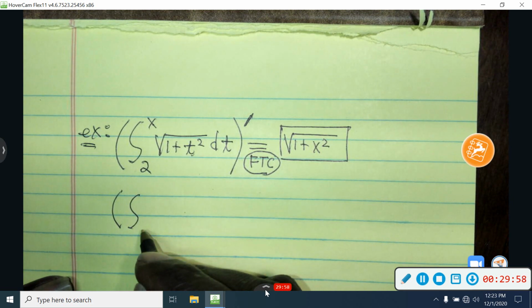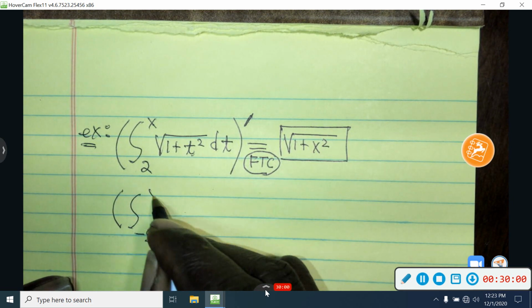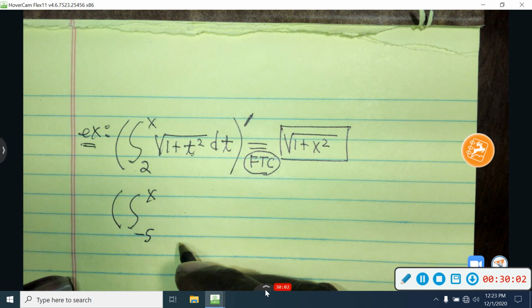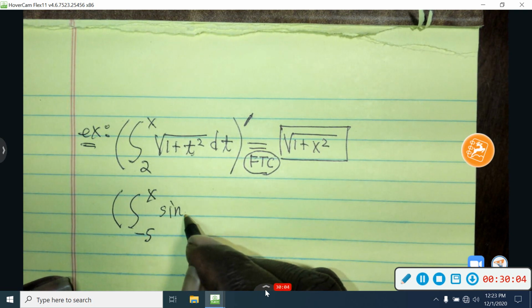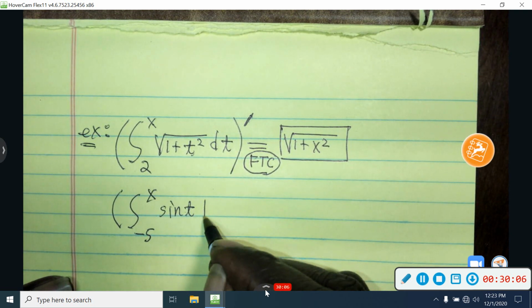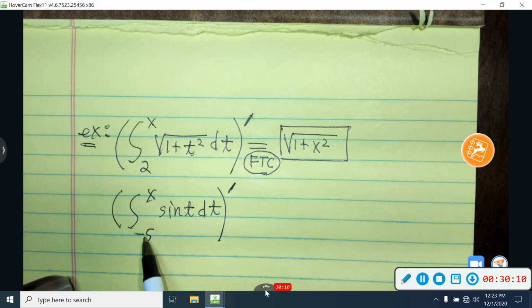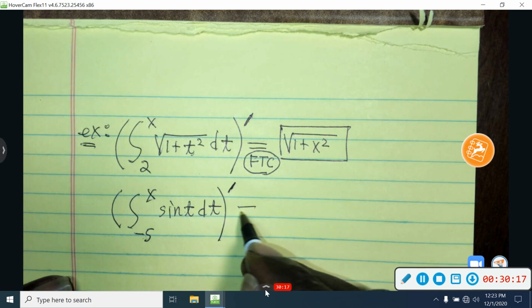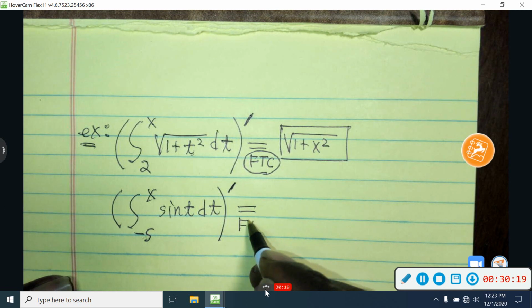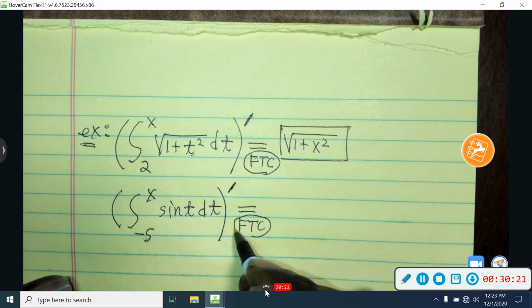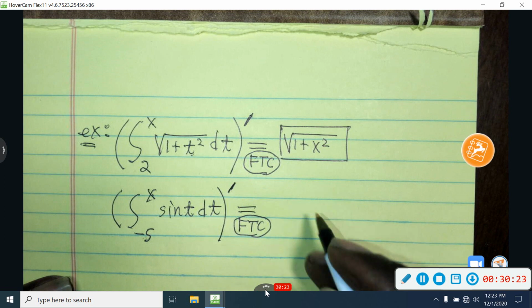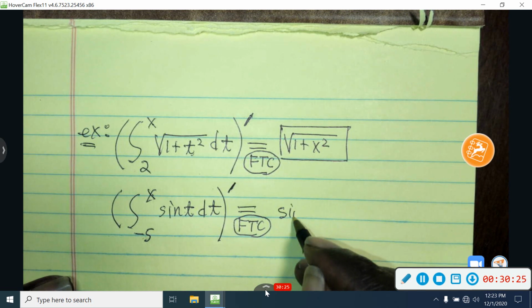Let's do another one. How about the integral from negative 5 to x of sine t dt? Let's take the derivative of this function that spits more and more area out under sine as you change the x. Well, again, by the fundamental theorem of calculus, part 1, we just replace this x into the function, and the derivative of this function is just sine of x.